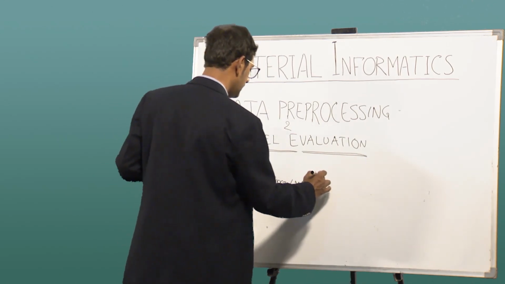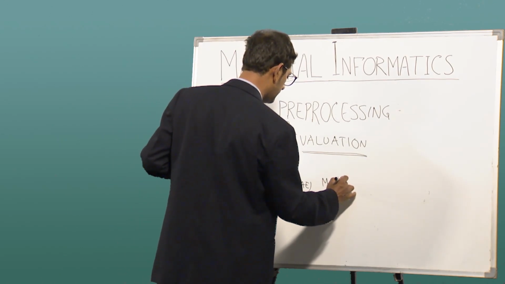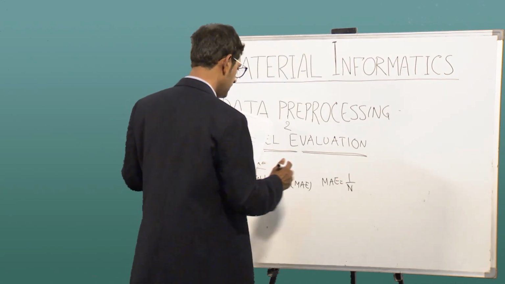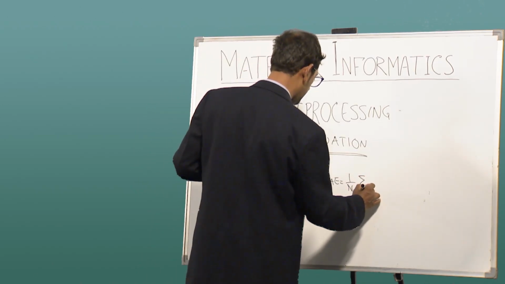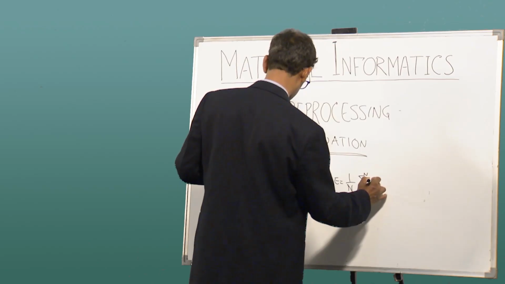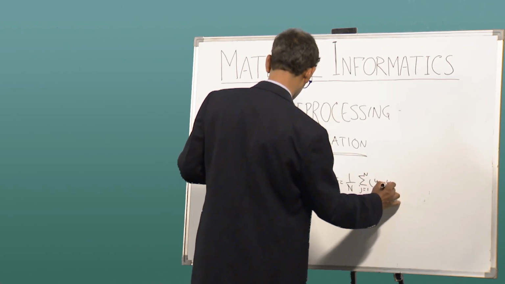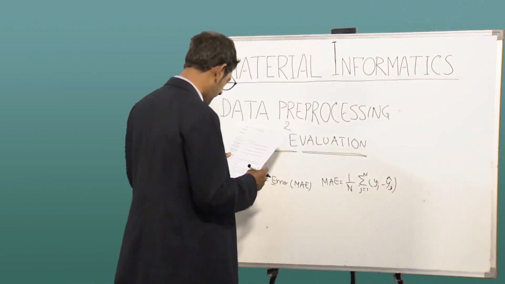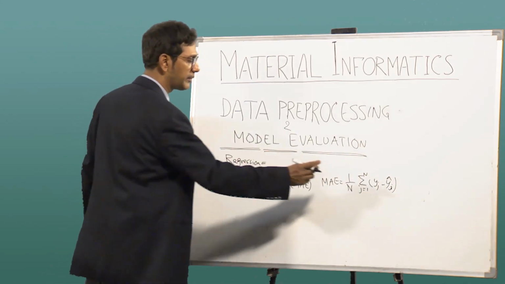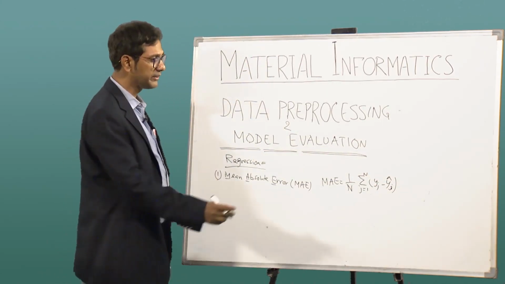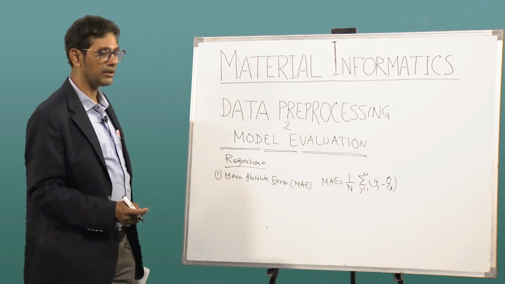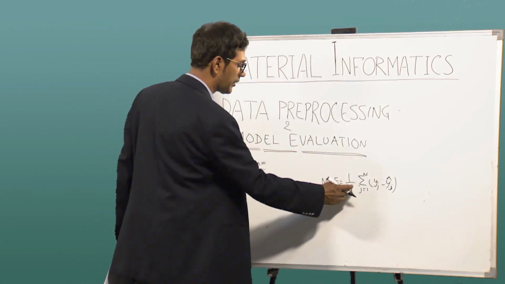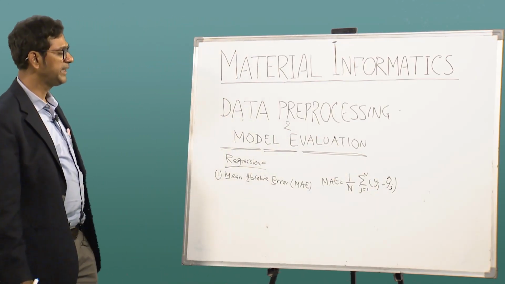So, MAE is written by this formula: 1 by n, where n is the number of instances, summation over j going from 1 to n of yj minus y hat j. So, the difference between these two is going to provide you the error, the absolute error. Then you add it up for all the n instances and divide by the number of instances, and that is what gives you the mean absolute error.